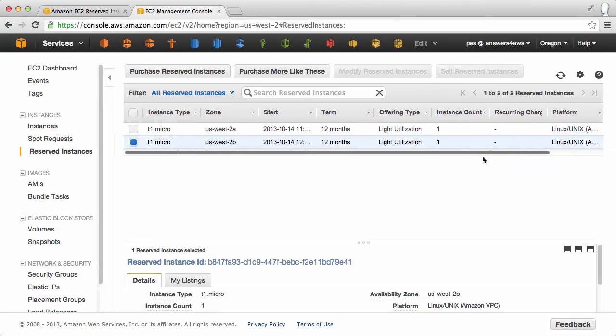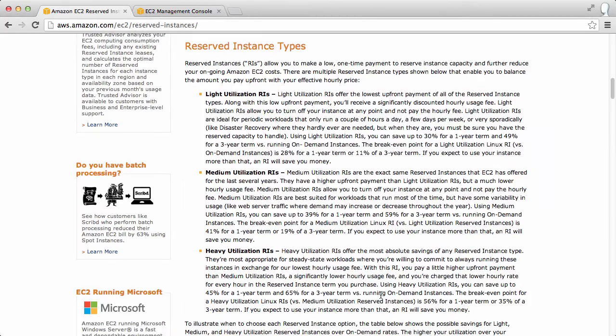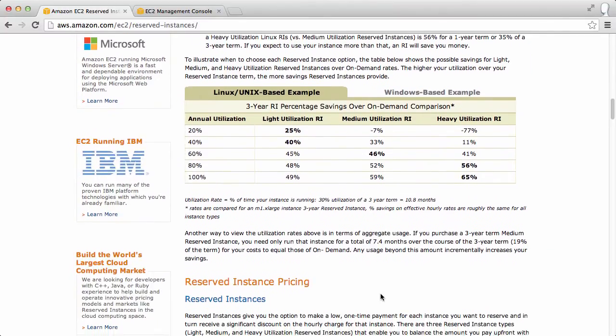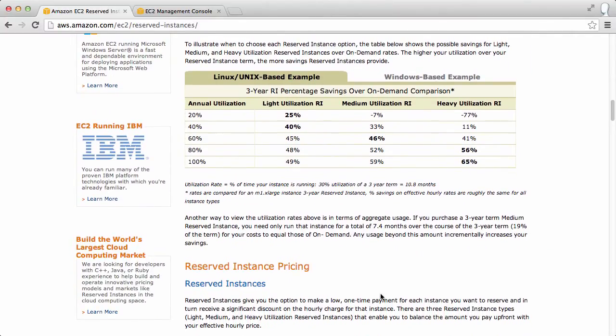So how did we work out what type of utilization I wanted? Well, they have a small chart here for the 3-year reserved prices. Basically what it's saying is if you're using the machine 20 to 40% of the time, you want to go with a light utilization. If you're about in the middle at about 60% utilization, the medium gives you the most savings. And if you're at 80 or 100% utilization, then you want to go to the heavy.